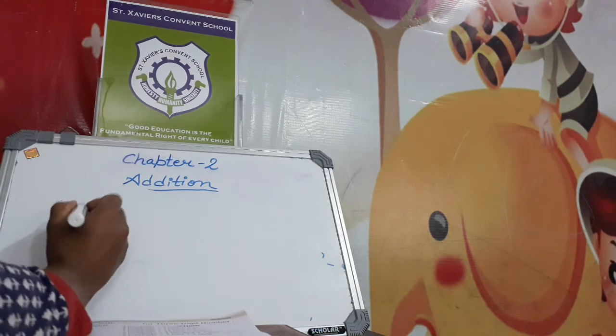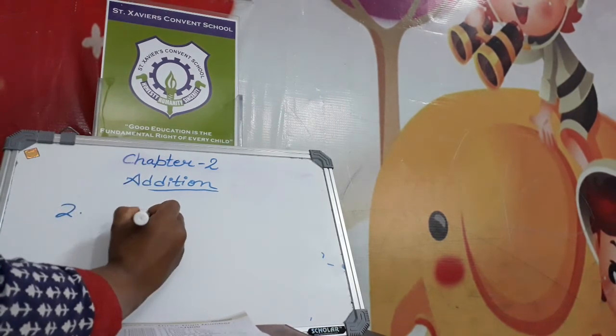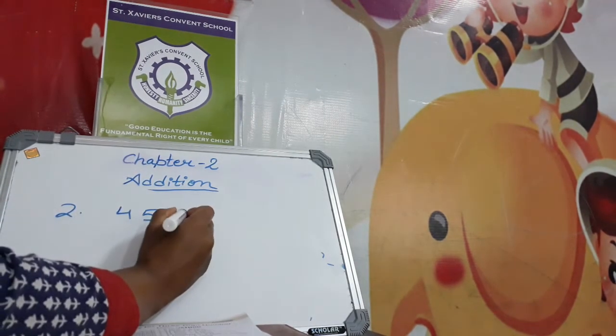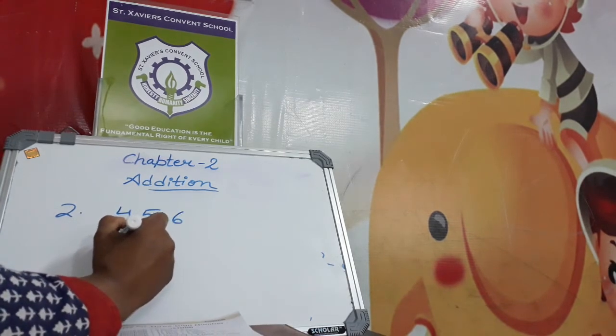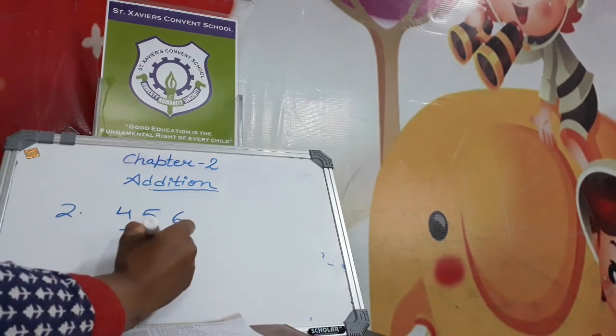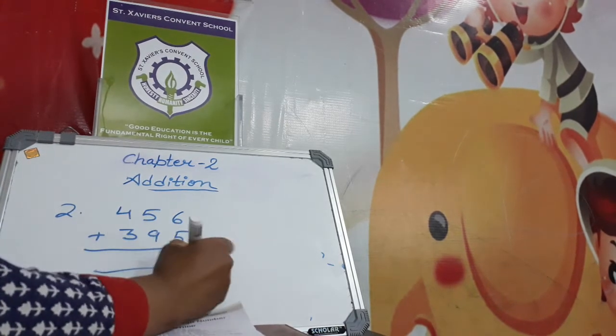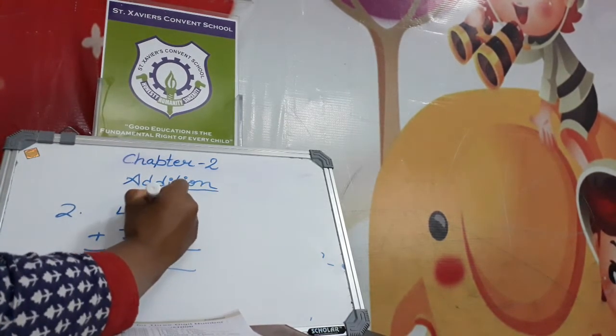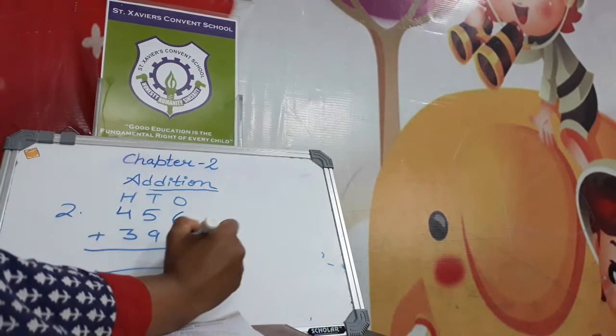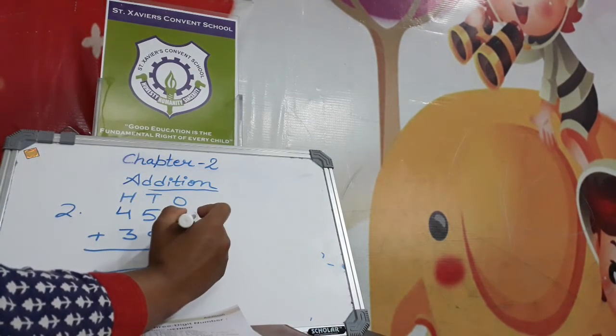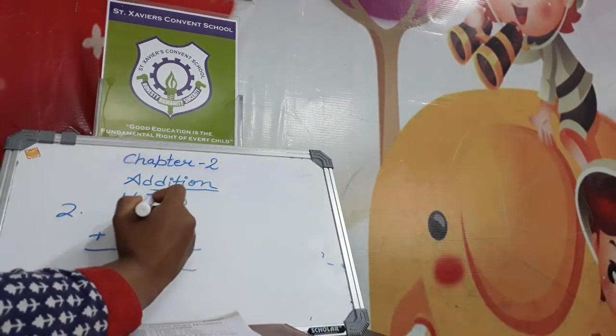Question number 2. 456 add with 395. What's 10 at 100? 5 plus 1. 5 plus 1 is 11.